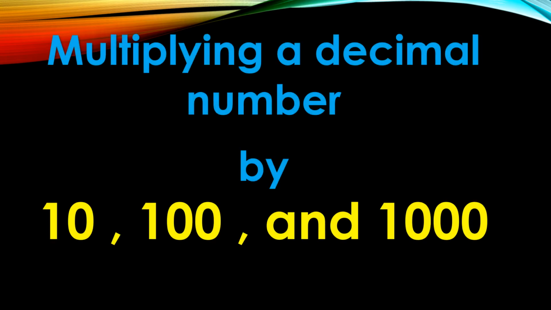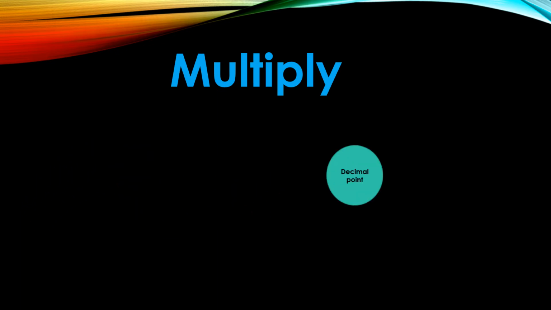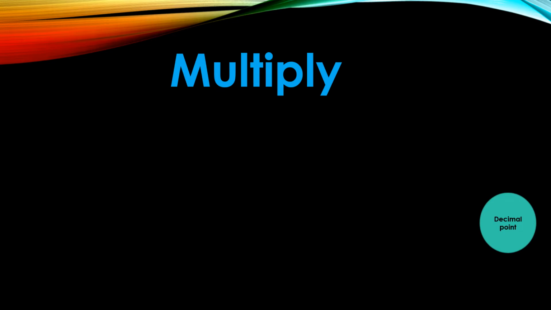Multiplying a decimal number by 10, 100 and 1000. Today we are going to talk about only 10, 100 and 1000. When we multiply a number by a power of 10, the decimal point of that number shifts to the right. Here, when multiplying a number by a power of 10, the decimal point shifts to the right.